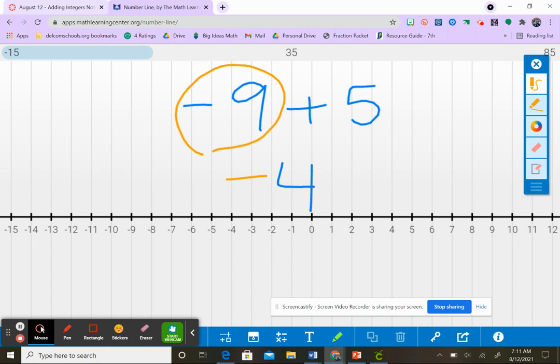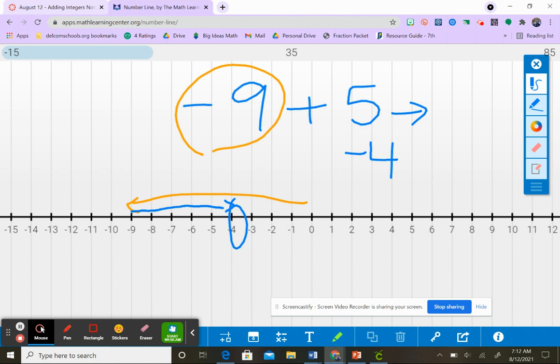Let me show you how that works on the number line. I'm going to make some space here. I start out at 0 and I go back to -9. And then adding 5 tells me I need to go right. So I'm going to go 5 units over. Looking at that, 1, 2, 3, 4, 5. This right here is where I land. So -4 is my answer.